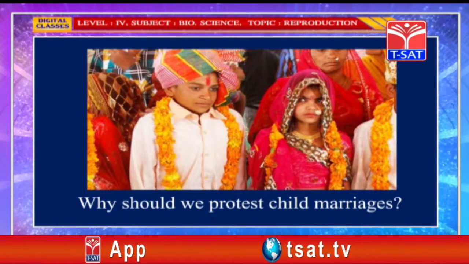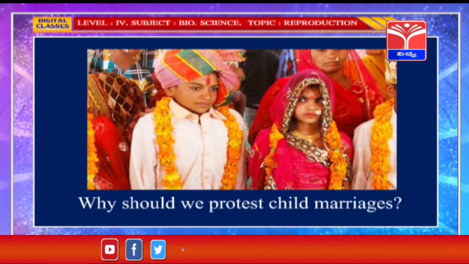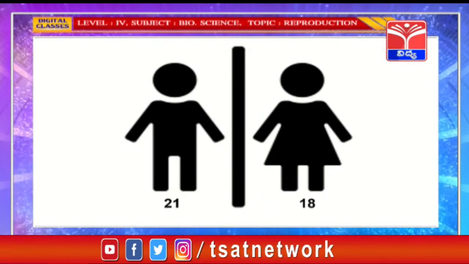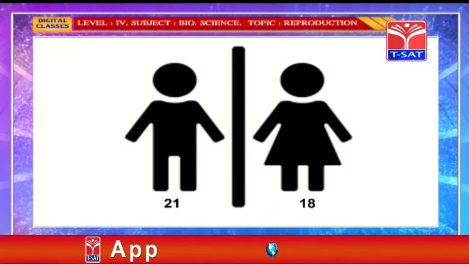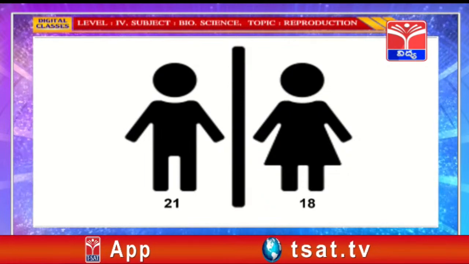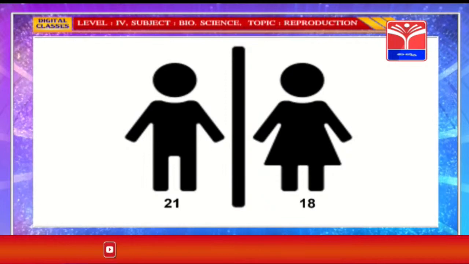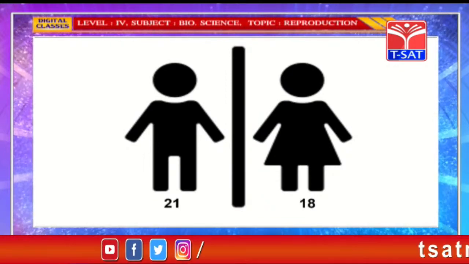Generally, parents try to get their daughters married as soon as they reach puberty, but the legal age to get married is 21 years for men and 18 years for women. One should not get married below this age. Adolescent girls may not be fit physically and mentally for marriage.